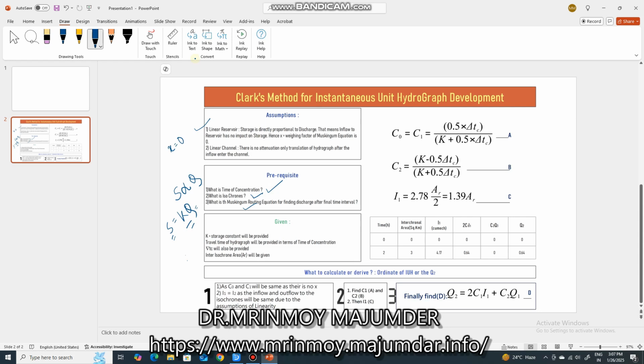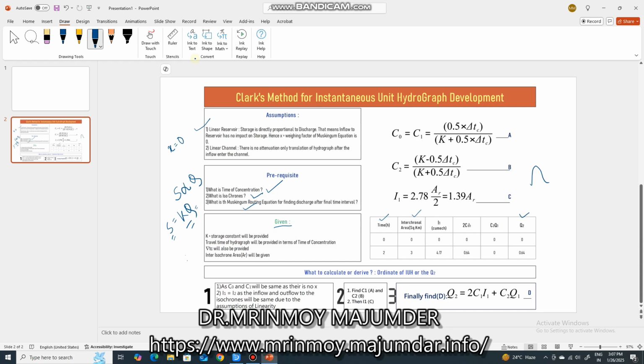So next is, if you want to solve a problem, what will be given to you? So I have written here given. Given will be the K, storage constant. Del t, the travel time of the hydrograph, will be provided also. Del Tc will be provided and inter-isochrone area will be given. What are they? Take this example here. This is a problem where time is provided, inter-isochrone area is provided. Then you have to find out the Q2 to draw the unit hydrograph.